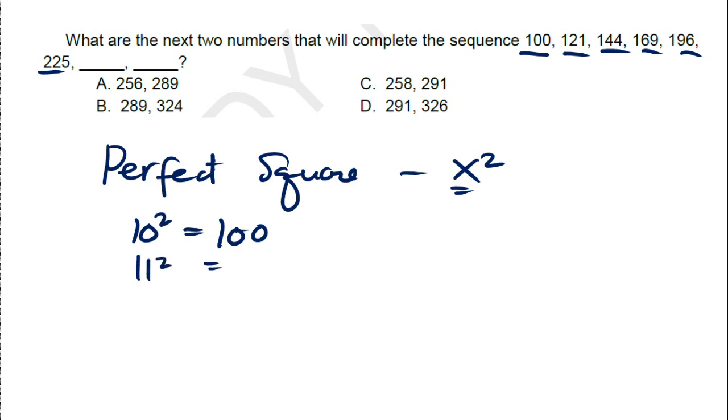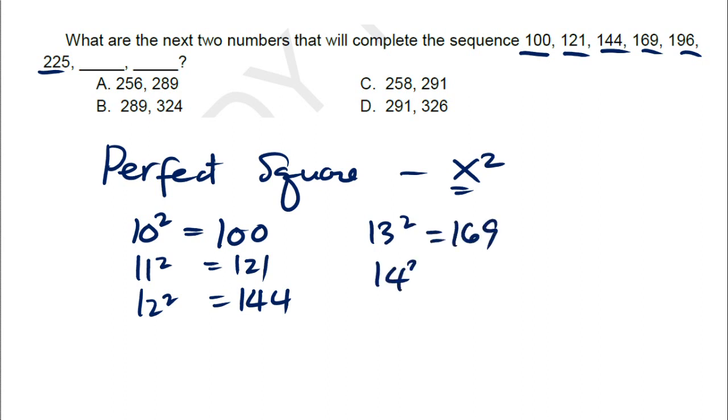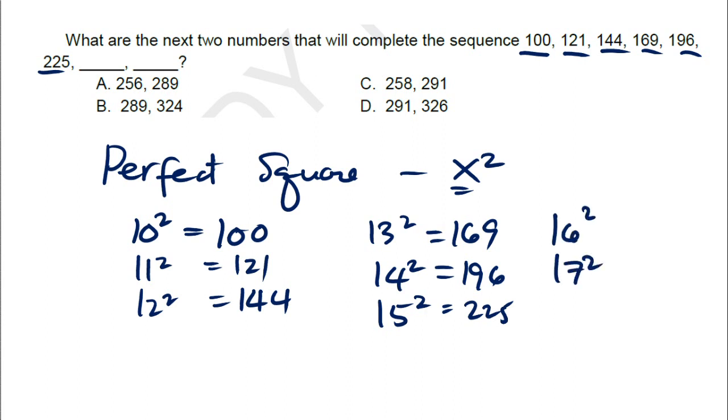11 squared is equal to 121. 12 squared is 144. 13 squared is 169. 14 squared is 196. 225 is 15 squared. So this is the pattern. By looking at this pattern, we can predict that the next number could be 16 squared and 17 squared.